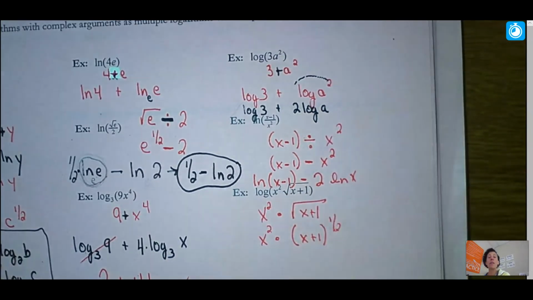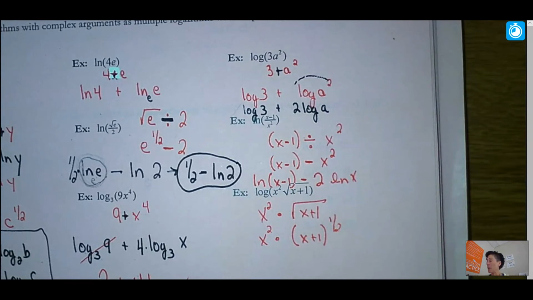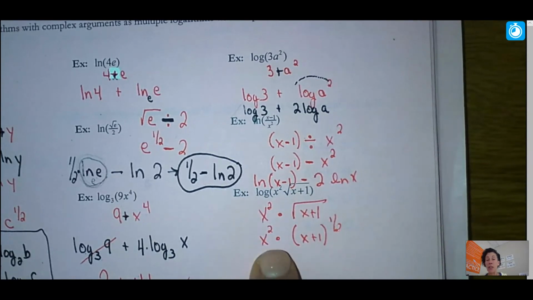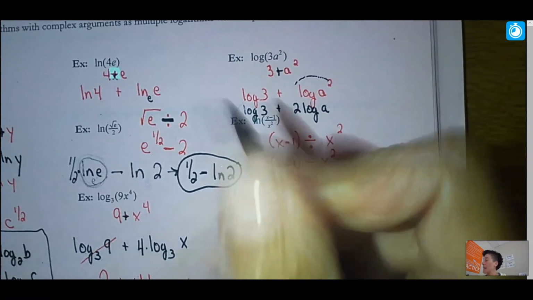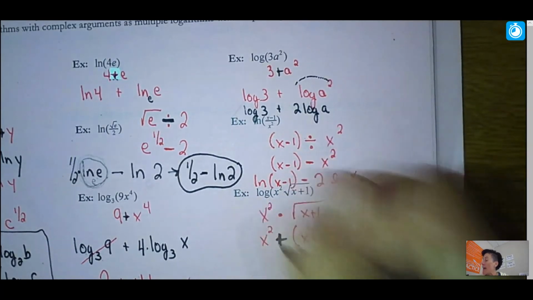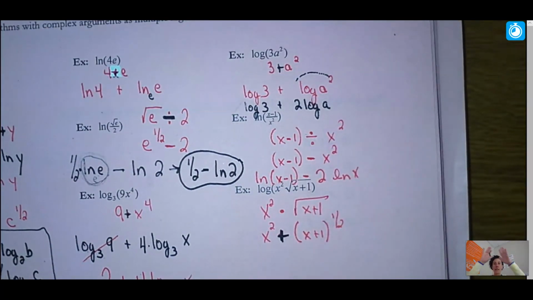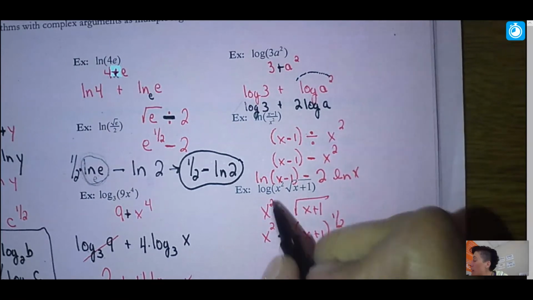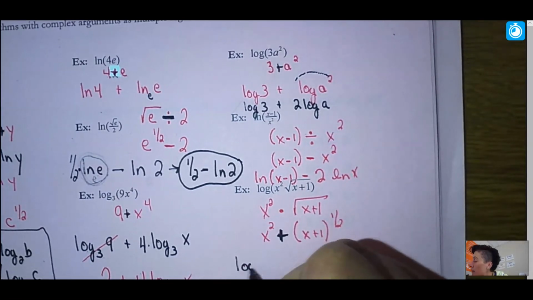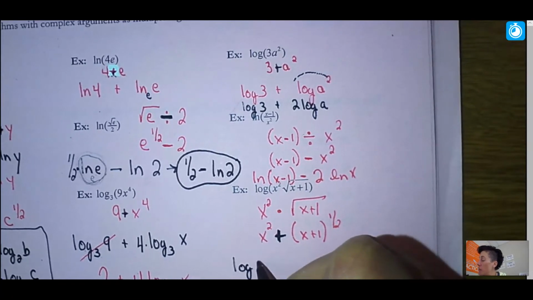Since it's all under the square root, it's all to the 1/2 power. And now I'm going to change this multiplication sign into addition. When you see these parentheses, it is protecting everything in there. You're not going to bust it up. So this is just a log. Put that log with this term.